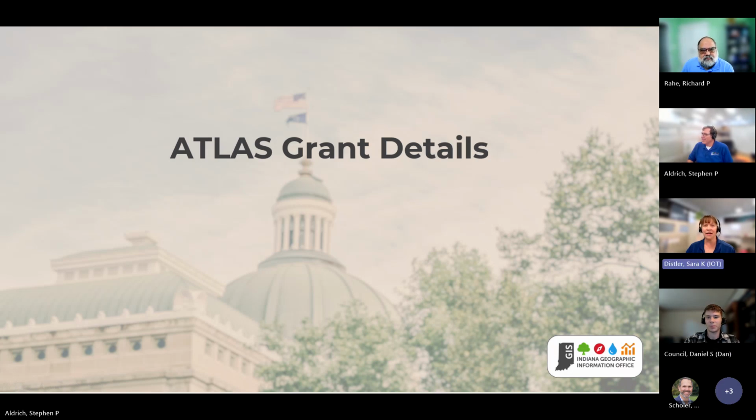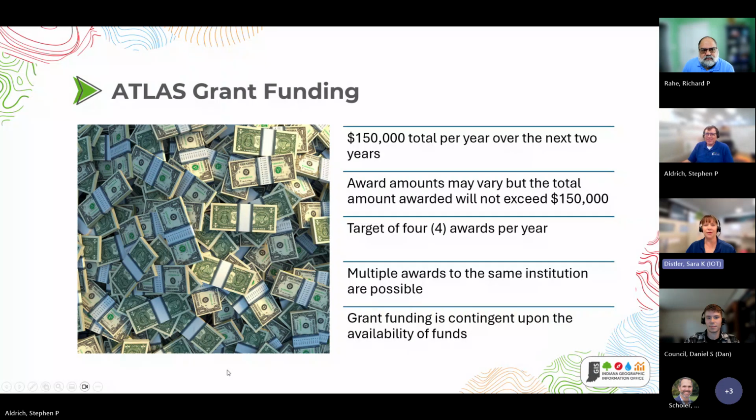Okay, thank you, Dan. The Geographic Information Office allocated $150,000 of our state appropriated funding for fiscal years 2026 and 2027. Each year, the program will target up to 4 awards. These awards will be of varied amounts, but the total amount awarded will not exceed $150,000 per fiscal year.